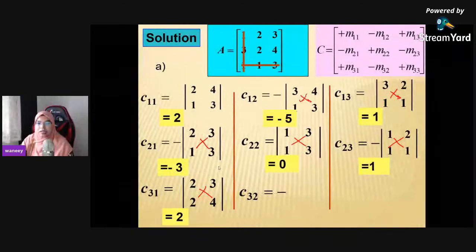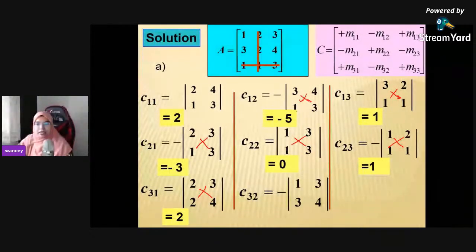C32, deleting third row, second column. So 1, 3, 3, 4. And then again AD minus BC, so 1 times 4 minus 3 times 3. Once we have the answer to that, don't forget to times with negative 1. So it will become 5.